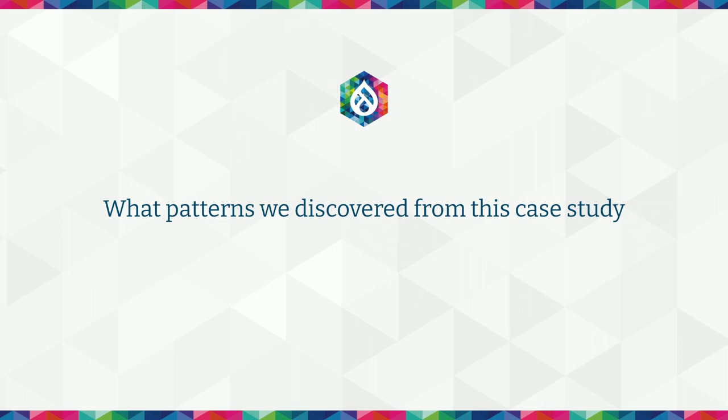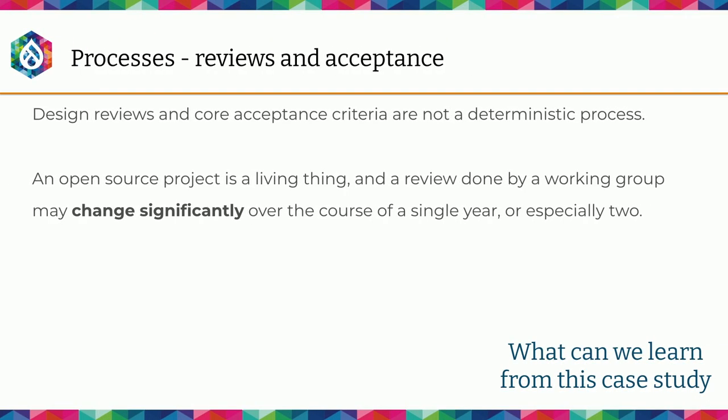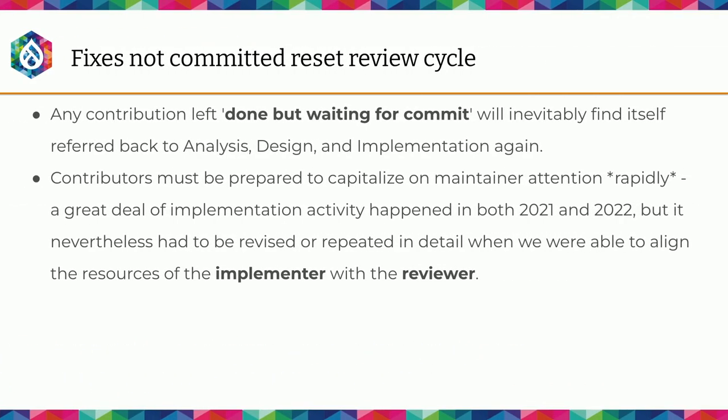There's many more details in the paper itself, so I'm going to move forward to what patterns we discovered from this study. First big observation is that design reviews are not a deterministic process, and they can change significantly, especially if a cohort of reviewers changes. Fixes that are not committed restart, reset the cycle of acceptance and go through analysis. So any contribution that is done but waiting for commit makes the contribution cycle longer, which means that both contributors and reviewers need to be able to act rapidly when development is happening.